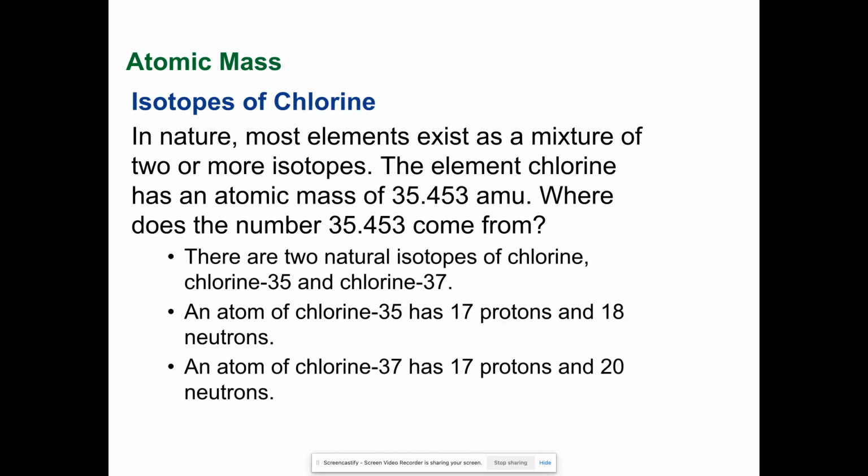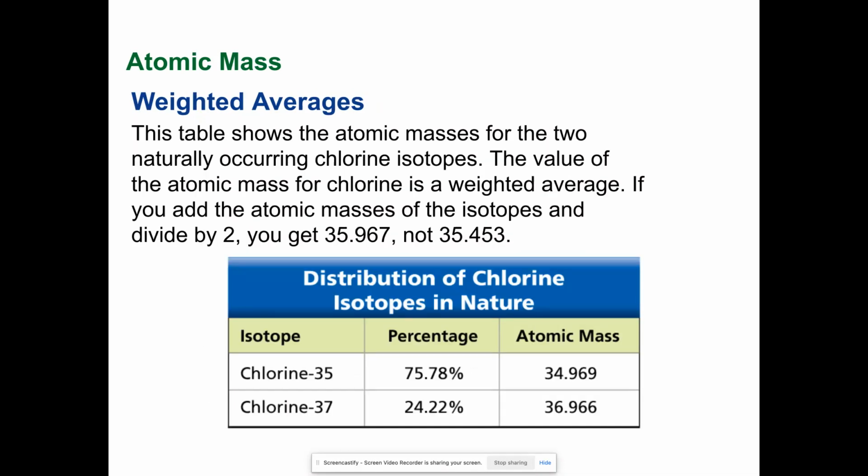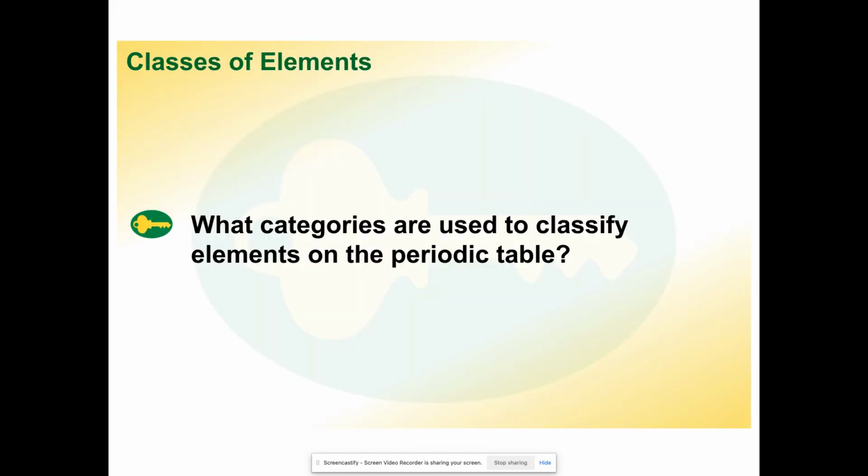That number, 35.453, is the actual average. In other words, here's a breakdown. When you think about the distribution of chlorine in nature, about 75% of it is chlorine-35, which has an atomic mass of pretty close to 35. Chlorine-37, about 24% of it, has a mass of close to 37. So when you do all the math, you get 35.453.